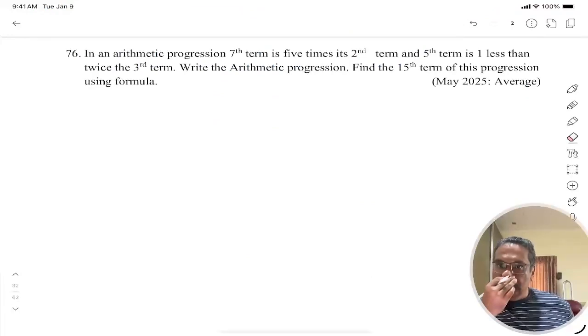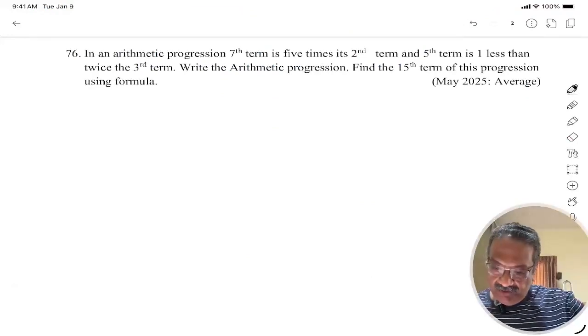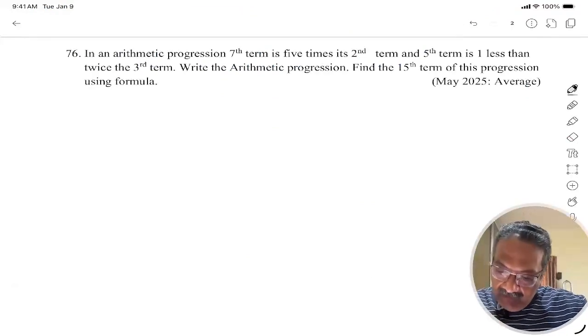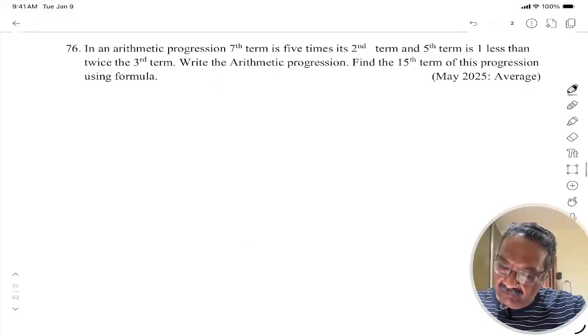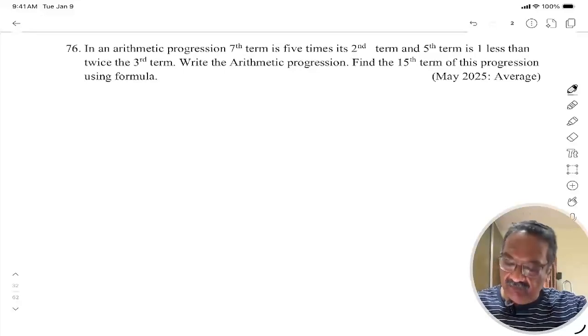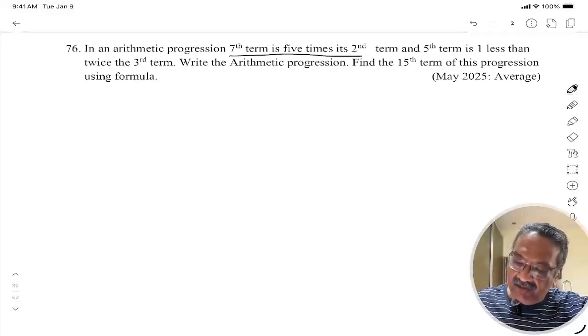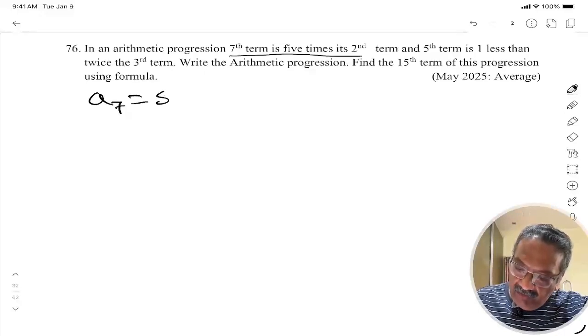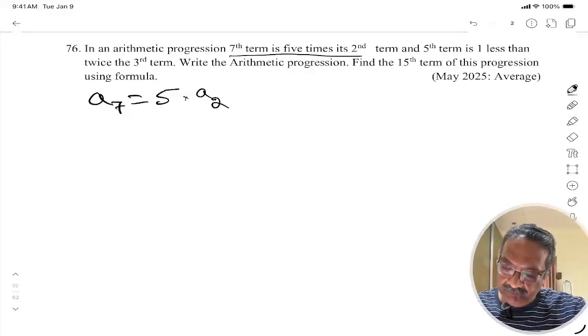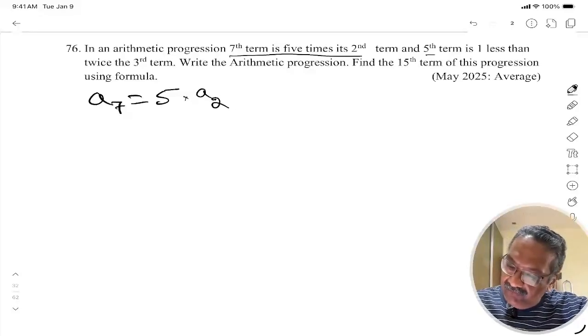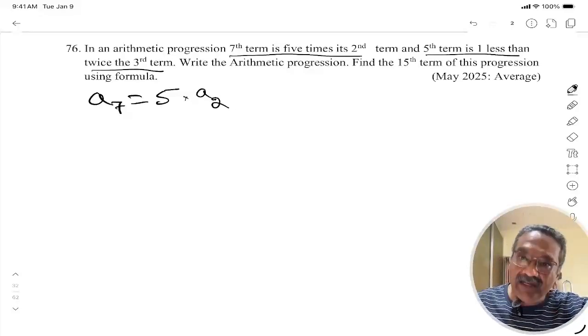Now let us come to the 76th question. In an arithmetic progression, 7th term is 5 times its second term. Let us write this off. What does it say? 7th term A7 is 5 times its second term, 5 into A2, and 5th term is 1 less than twice the third term.